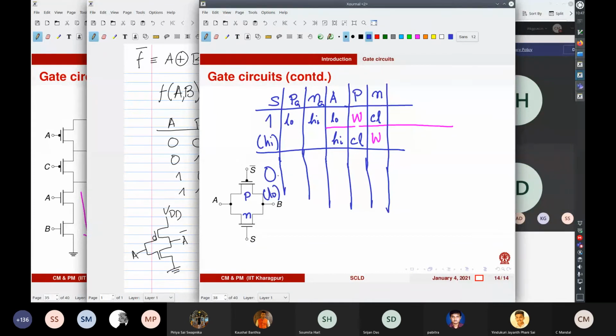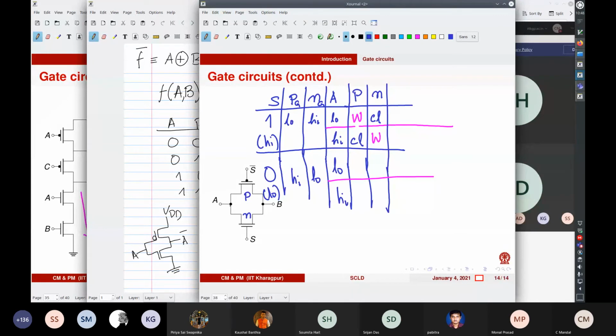So when S is low, of course, then you have the gate of this is just the opposite. This is low and this is high. Okay, and again you consider those two cases. This is low and this is high. So now you just see.